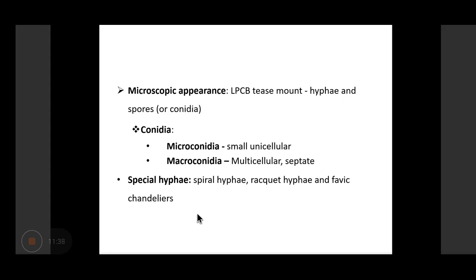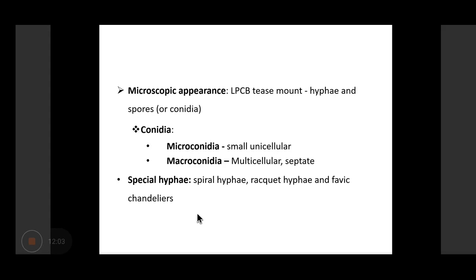So that is the lactophenol cotton blue mount. To make these mounts, we take the growth with the help of a teasing needle, put the growth on a slide, tease it with the needle, and then put the LPCB, that is lactophenol cotton blue, and then a cover slip, and we see it under the microscope.